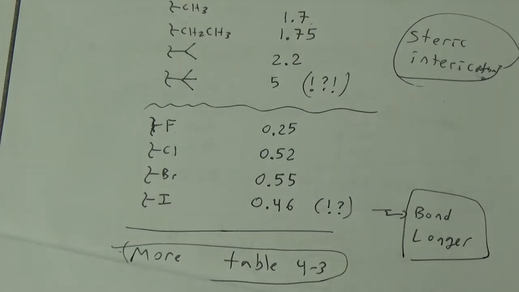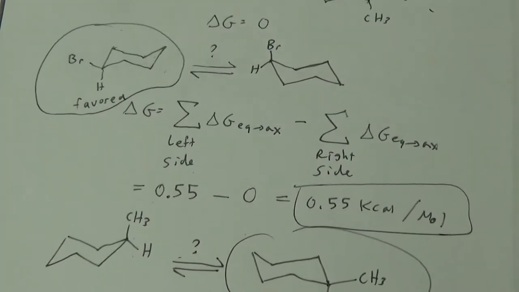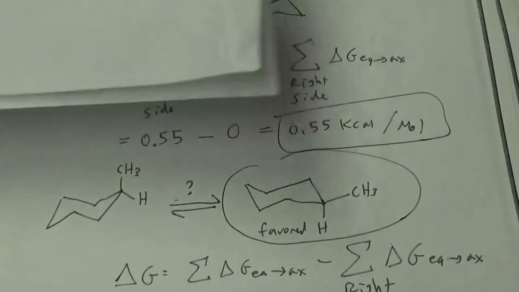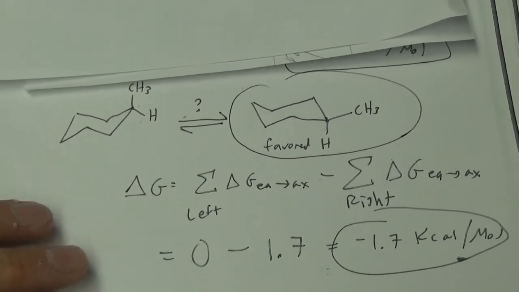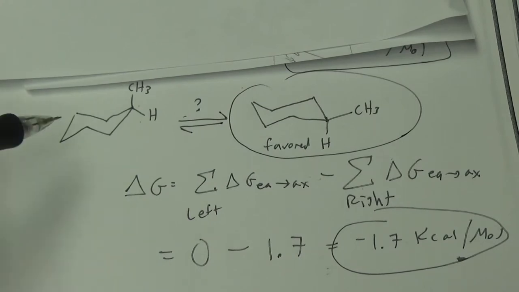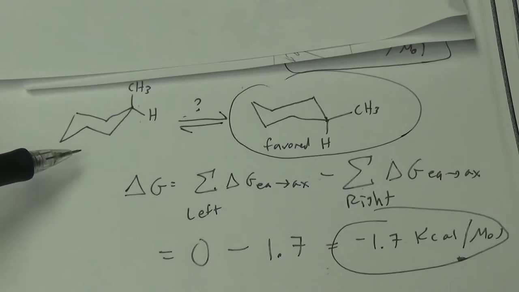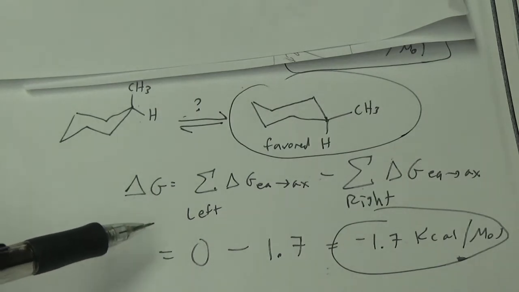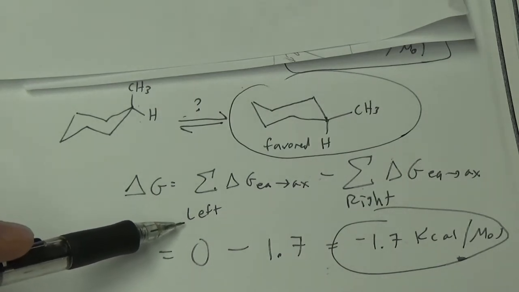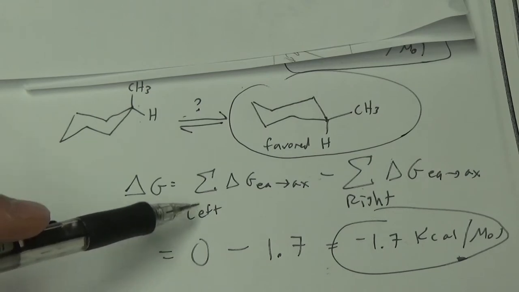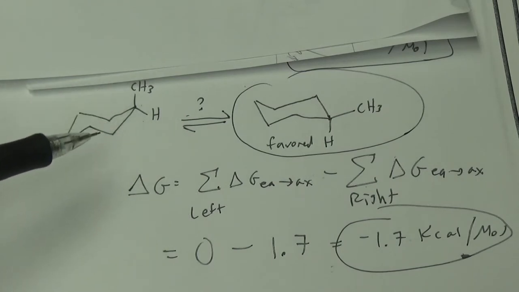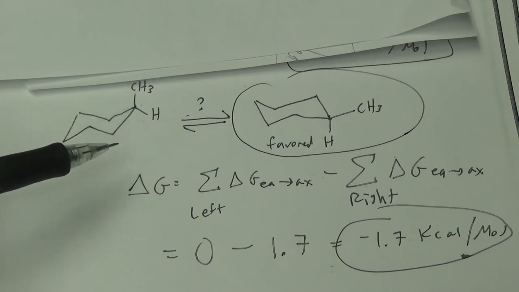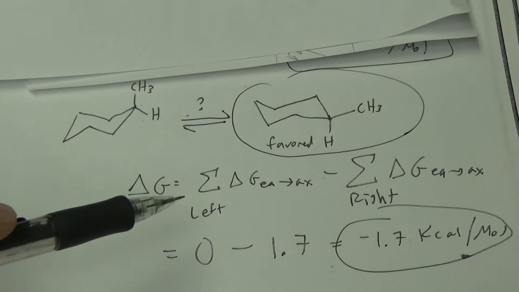Okay, cool. All right, and then what we did last time, this is just an example. We were using this equation that I wrote that allows us to figure out what the delta G value is if I have a left conformational isomer and a right conformational isomer. So delta G equals the sum of the delta G values of anything that's equatorial on the left, right? In this case, you only have an axial CH3, so everything else that's equatorial is H, and those are all zero. So that's what the zero means.